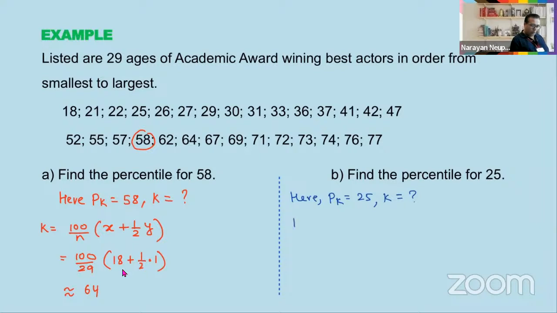K is equal to 100 over n times x plus half y. That is the formula. So we plug in again, 100 divided by 29, times we look for 25. 25 is here. Let me show you. There, okay, there is 25. This is the number of data values below that. We have 3 of them, 3 plus half multiplied by y, the frequency for that number. So how many 25s are there? We write 1 there.